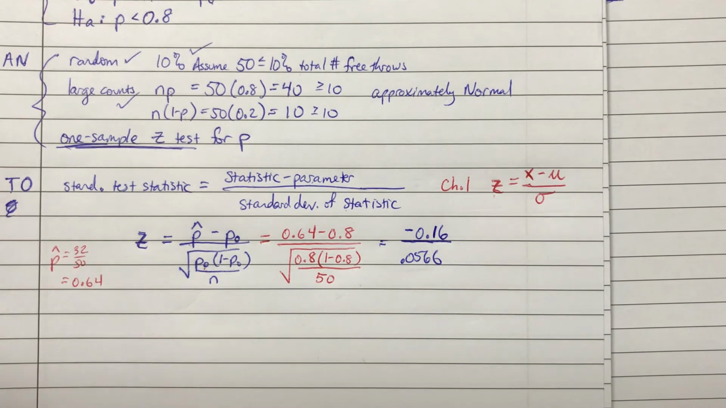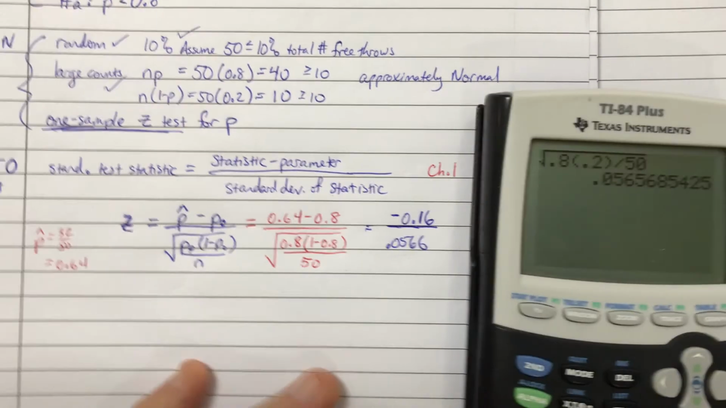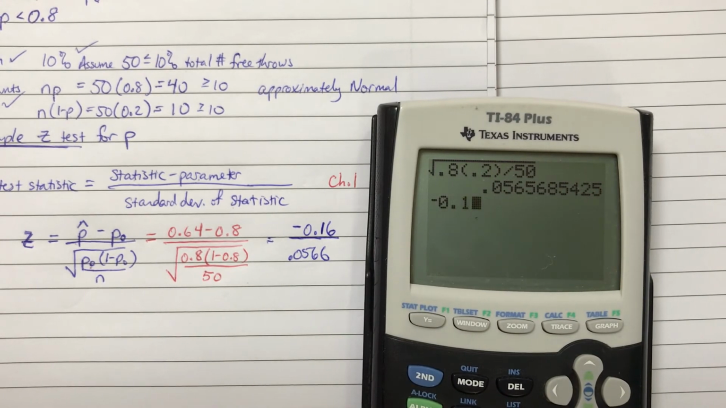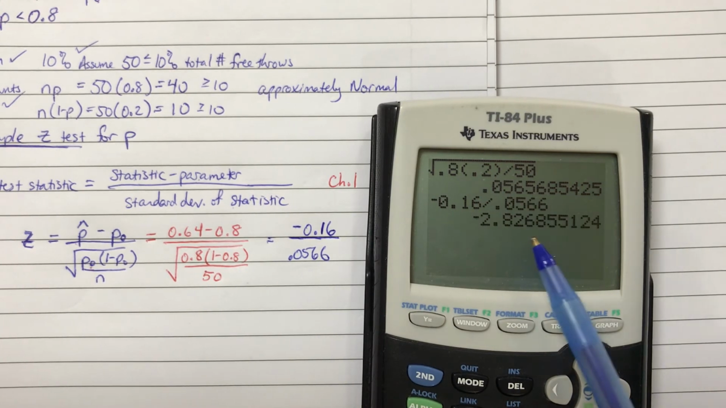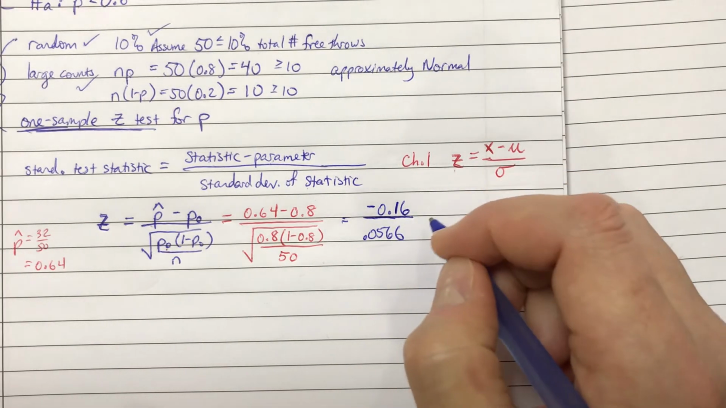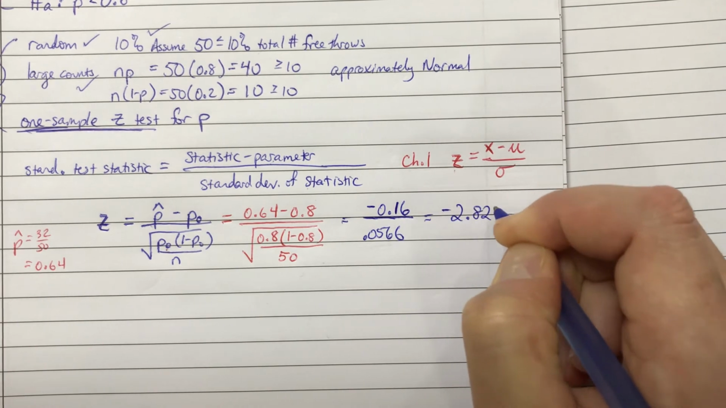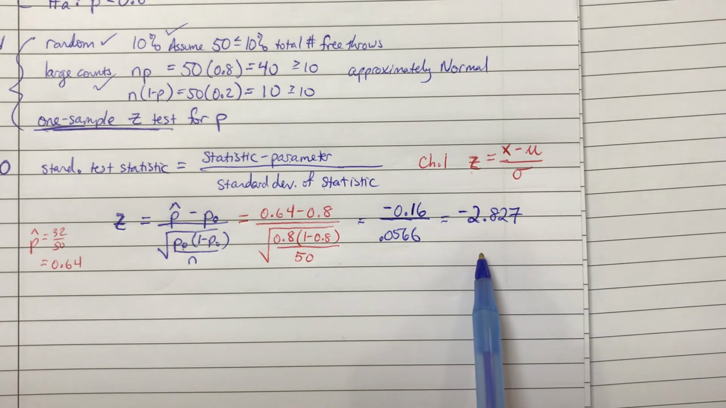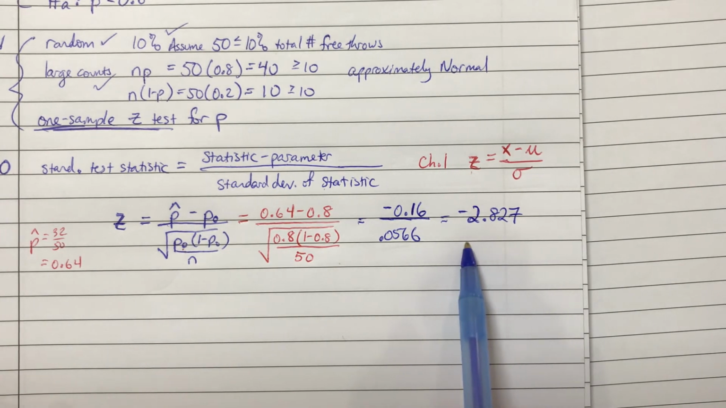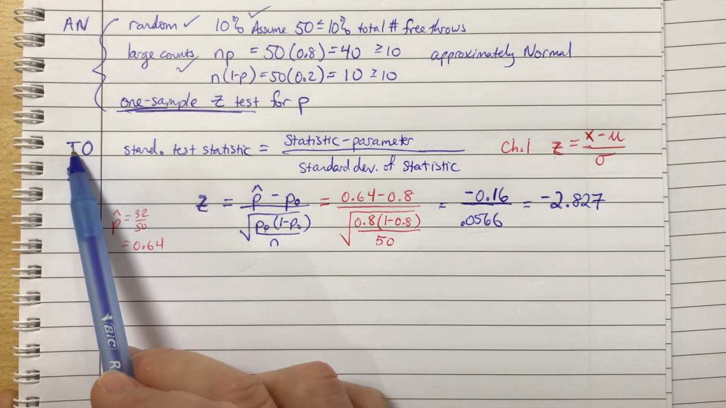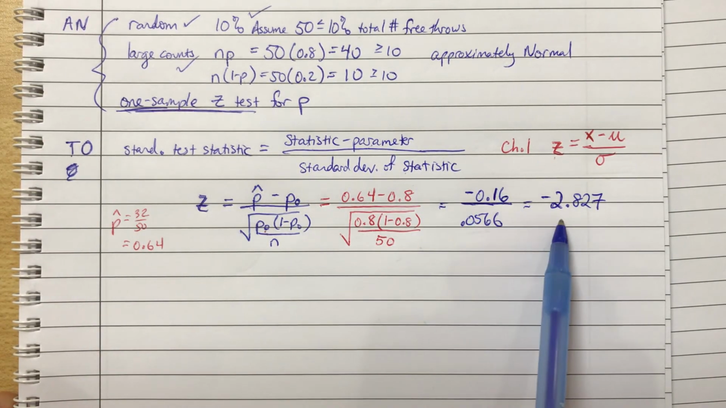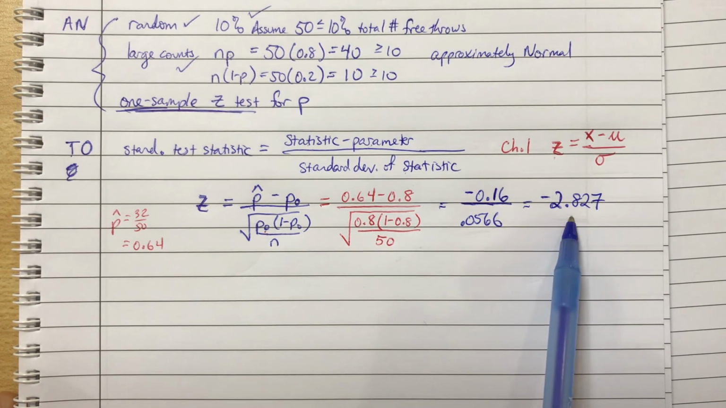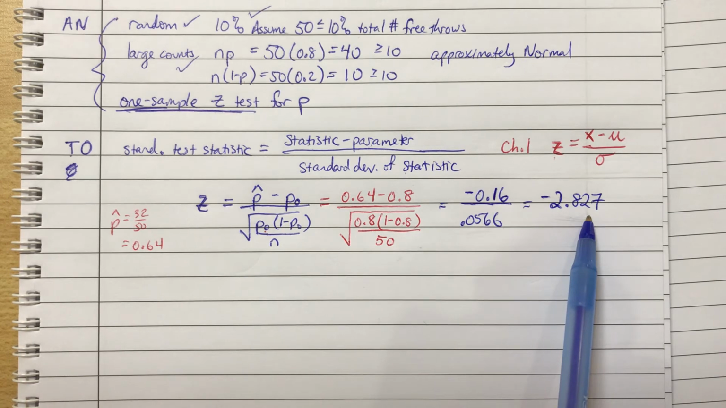If we divide negative 0.16 by 0.0566, we get negative 2.827. This is our z-score. This is our standardized test statistic. Okay, so here we just found the test statistic, but that is not the p-value. But we can use this to obtain the p-value.